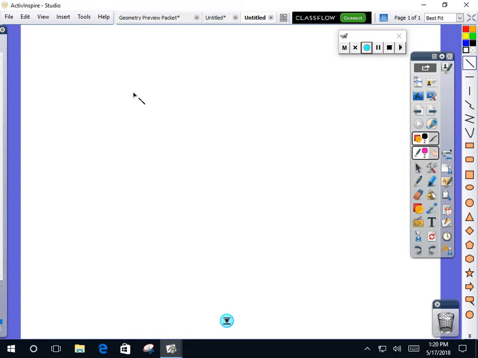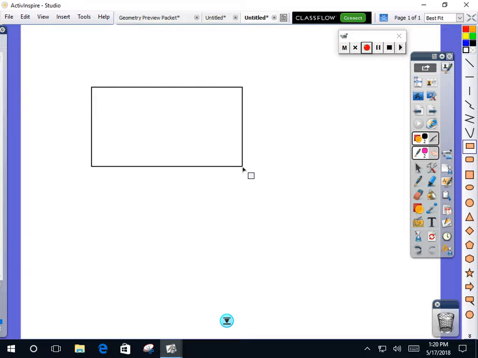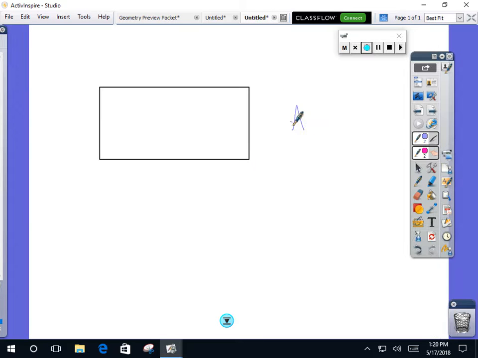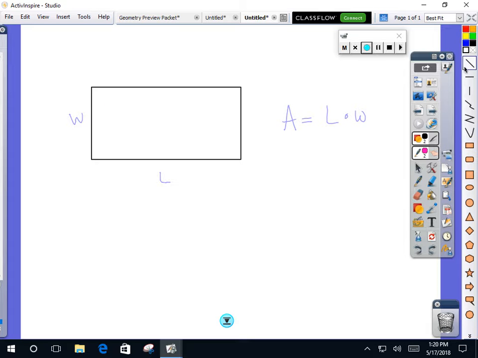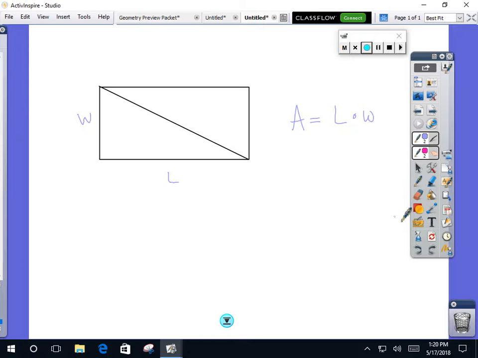Say that you have a rectangle. What is the area of a rectangle? Length times width. Well, say that I take this rectangle and I draw a diagonal line, cutting it in half, making 2 triangles. So if I now have 2 triangles, isn't a triangle just half of a rectangle? So that's why for a triangle, the formula is area equals 1/2 base times height.